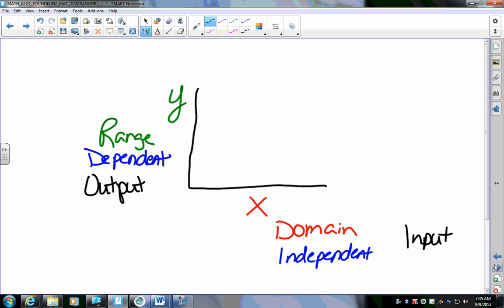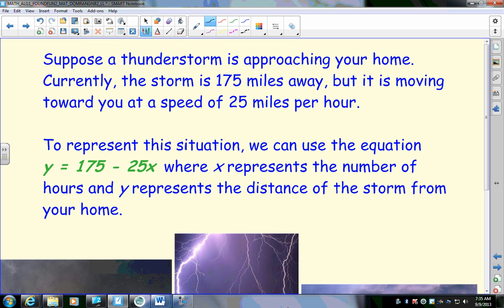Okay, so let's see here. Oh, let's quit going back. There we go. Suppose a thunderstorm is approaching your home. Currently, the storm is 175 miles away, but is moving towards you at a rate of 25 miles per hour. To represent this situation, we can use the equation y equals 175 minus 25x, where x represents the number of hours and y represents the distance of the storm.